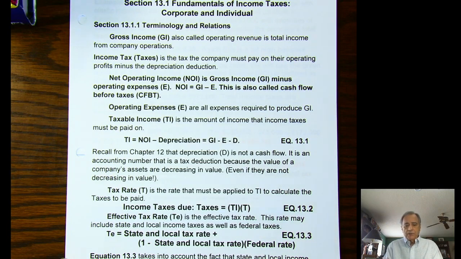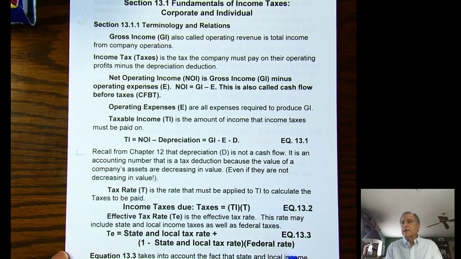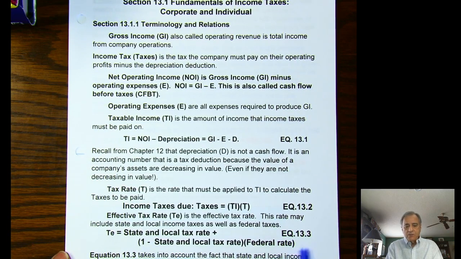Now, the author defines in equation 13.1, he says that the effective tax rate is the state and local tax rate plus 1 minus the state and local tax rate times the federal tax rate. Now, why is this the equation? Well, it turns out that state and local taxes are deductible from the federal taxes. So that's why this equation makes sense, to get the effective tax rate.